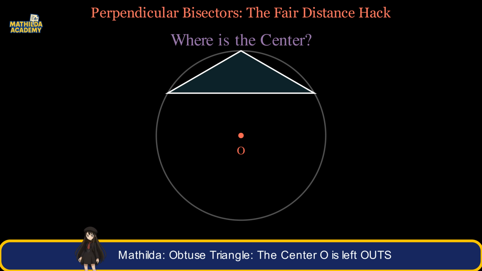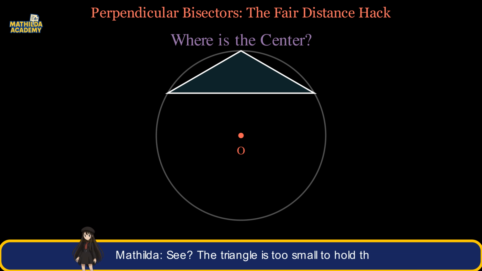Obtuse triangle. The center O is left outside. See? The triangle is too small to hold the center.